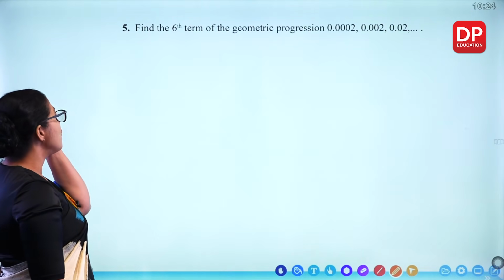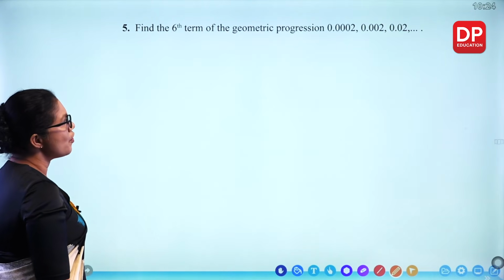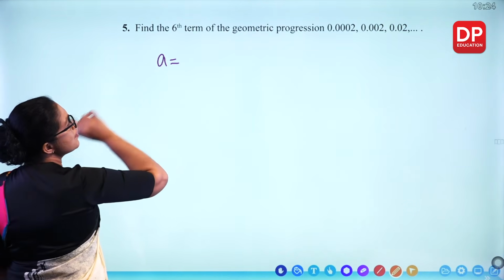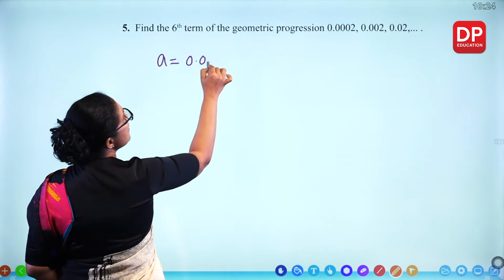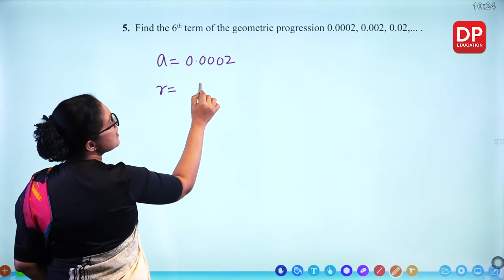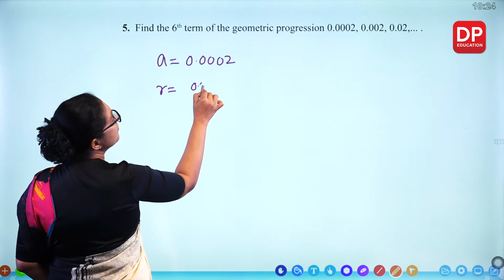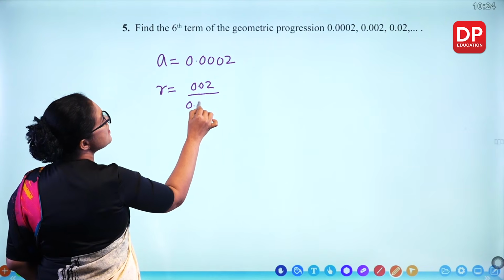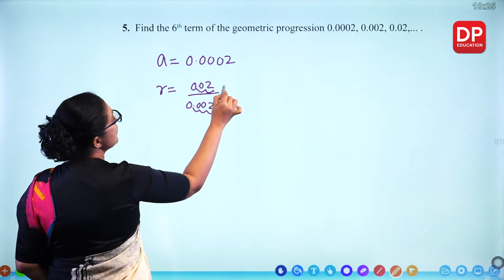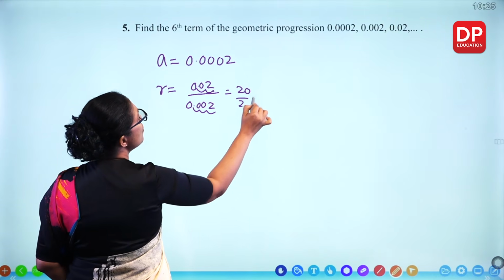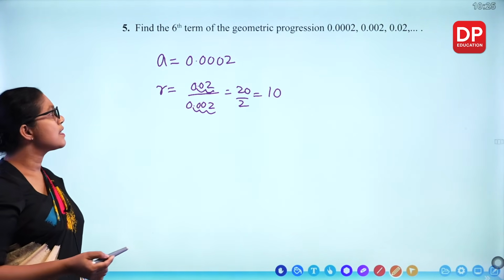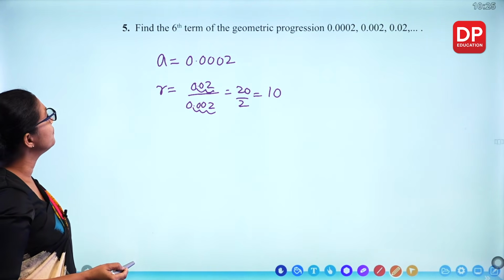Question number 5. Find the sixth term of the geometric progression. From this, you can find out what is the first term. 0.0002. What's the ratio? Any term divide by the previous term. 1, 2, 3, 1, 2, 3. So that means 20 divided by 2, you get 10. Ratio is 10 and the first term is 0.0002.